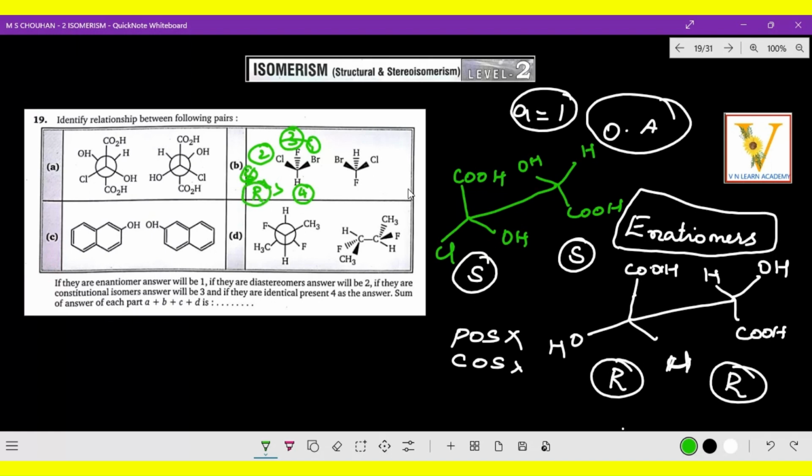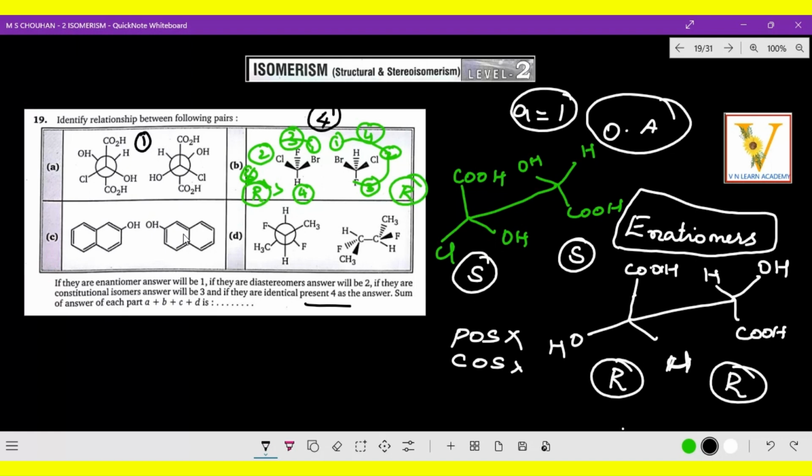And the same way on this side, bromine 1, chlorine 2, and this is fluorine 3, and on the wedge side only hydrogen is coming. So here 1, 2, 3, 4, it is clockwise. So this is also R. So R and R, it is identical. What answer will you give for this? Identical means 4 only. So this is 4, this is 1, and the next one.